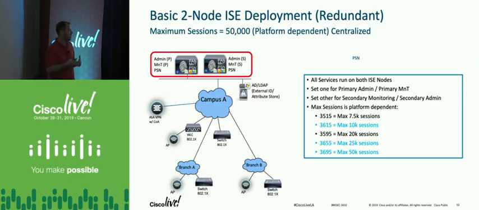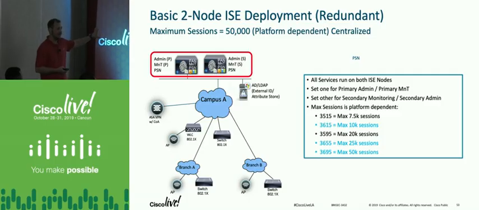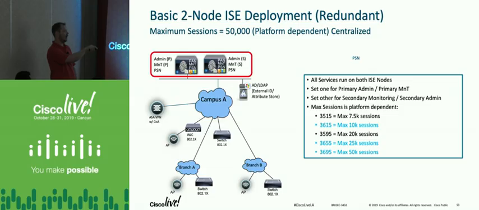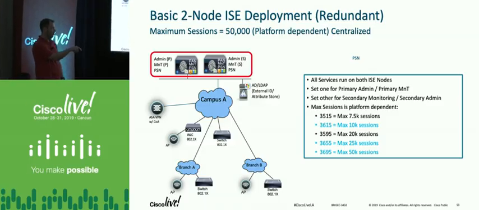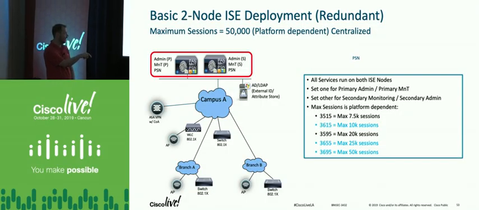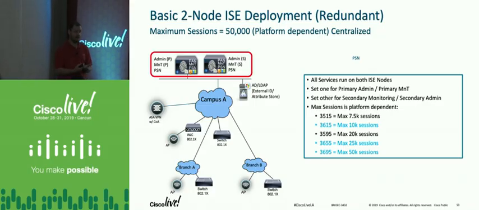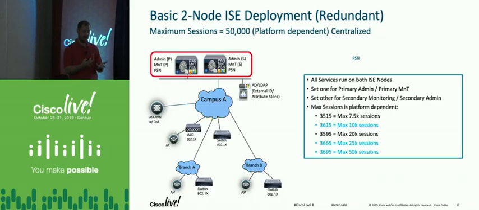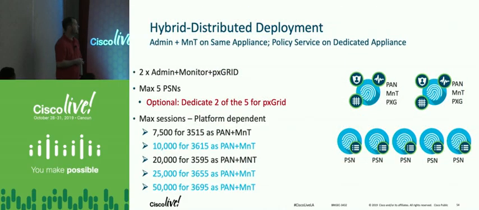Now as we look at scaling out that 2-node deployment, you can see how the individual hardware does matter for scale. So if you're running the small 3615, it's only 10,000 sessions. 3655, or that middle appliance, is up to 25,000. And then from a large deployment, 50,000, you need those 3695s. And as you saw, there's a lot of memory, a lot of CPU, and a lot of disk space to make that work.